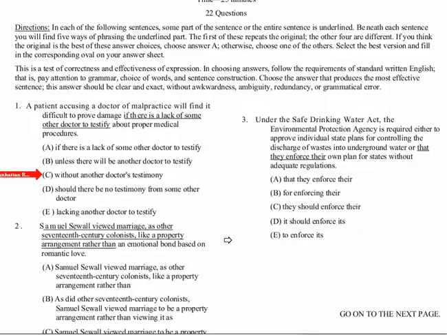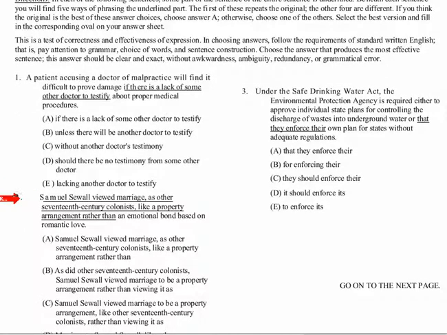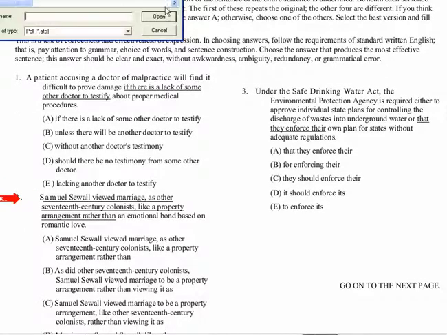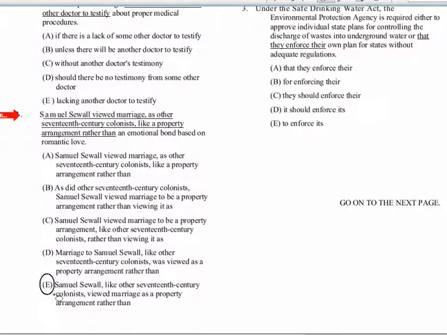Let's look at question number 2, and I'll open another poll. Correct answer is E, and the issue is modifiers. Samuel Sewall viewed marriage as other 17th century colonists. Well, we need to be able to say as. The word as flags up to us that that's a modifying phrase, as other 17th century colonists, and therefore it should be right next to what it modifies. Well, what does it modify? It modifies Samuel Sewall. He's a 17th century colonist, not marriage.